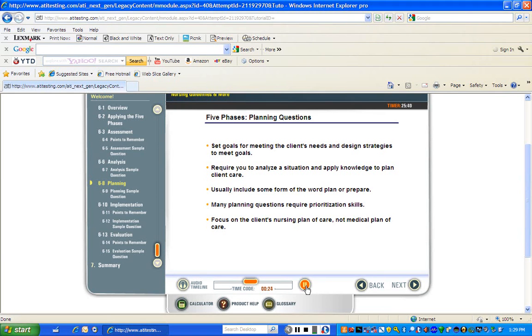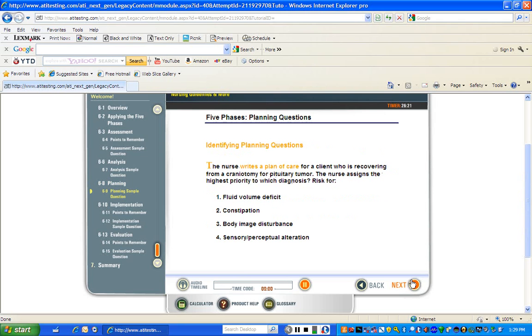When answering planning questions, keep in mind that they usually include some form of the word plan or prepare. Remember that your plan must relate to the issue of the question, and many planning questions require prioritization skills, and that the answer should involve something that is included in the client's nursing plan of care rather than the medical plan of care. This exam is about nursing, so always first focus on planning the client's nursing needs. Let's look at an example of a planning question.